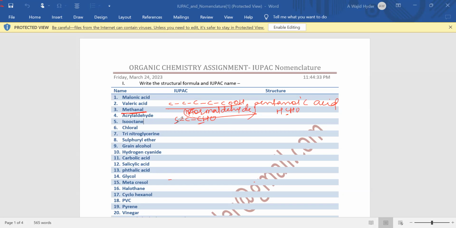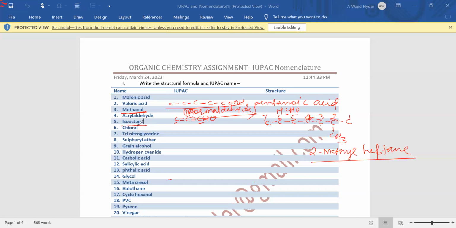So acrylaldehyde. Isooctane: one branch, total eight carbon atoms. One, two, three, four, five, six, seven, and anywhere, on any carbon atom, one CH3 will be there on the side chain. This is isooctane, total 4 plus 3, 7 and 1, 8 carbons are there. The IUPAC name of this will be: numbering 1, 2, 3, 4, 5, 6 and 7. So on the second carbon atom, methyl is there. So 2-methyl heptane, this is its IUPAC name, and the common name is isooctane.